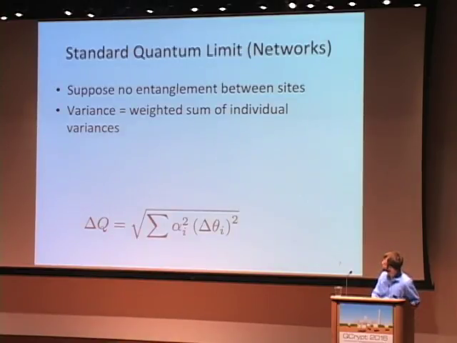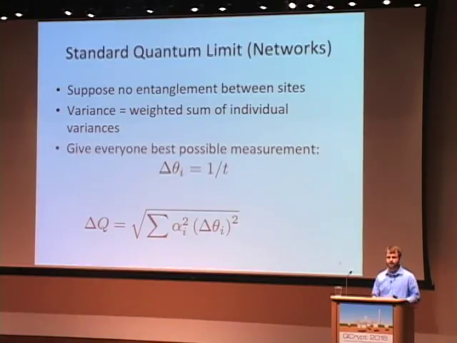The variance in this measurement, the square root of which is the standard deviation, is just going to be the weighted sum of the individual variances. This is basic statistics. So I'm going to get something like this, just adding everything together in quadrature. And I'm going to give everyone the best possible measurement, again, from uncertainty principle arguments. I'll assume that everyone can measure their own personal theta i at some accuracy 1 over t. And so then it's quite clear, basic algebra, that what I'm going to get is a measurement that is proportional to the Euclidean norm of this alpha vector.